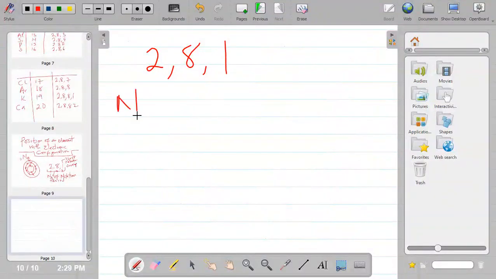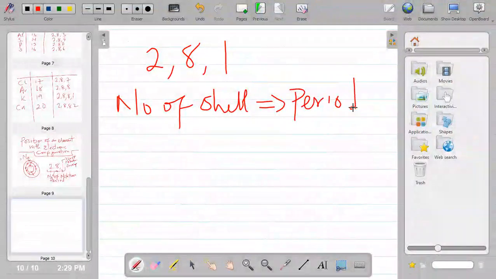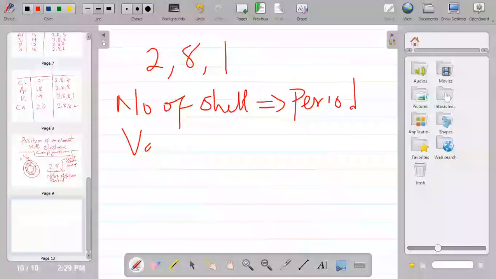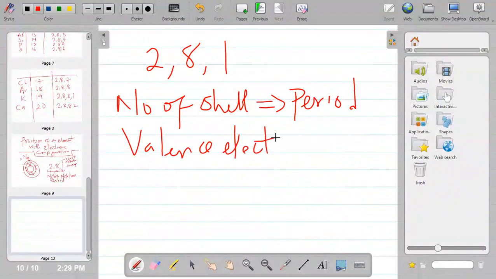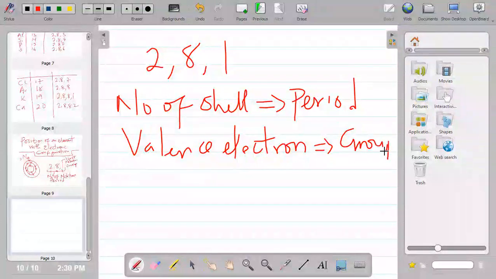The number of shells an atom has gives the period in the periodic table. And the valence electron, the number of outermost electrons, gives us the group of the element in the periodic table.